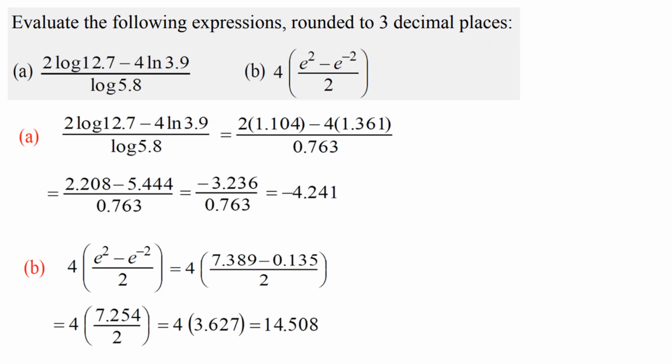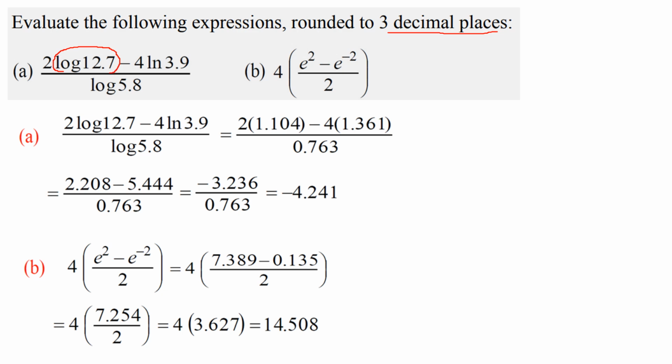Then evaluate the following expressions rounded to 3 decimal places. So always we need to keep the answer in 3 decimal places. So we know how to correct to 3 decimal places, rounded off or correct to 3 decimal places. And for this question it's very simple, but you need to do it step by step. The steps are very important.